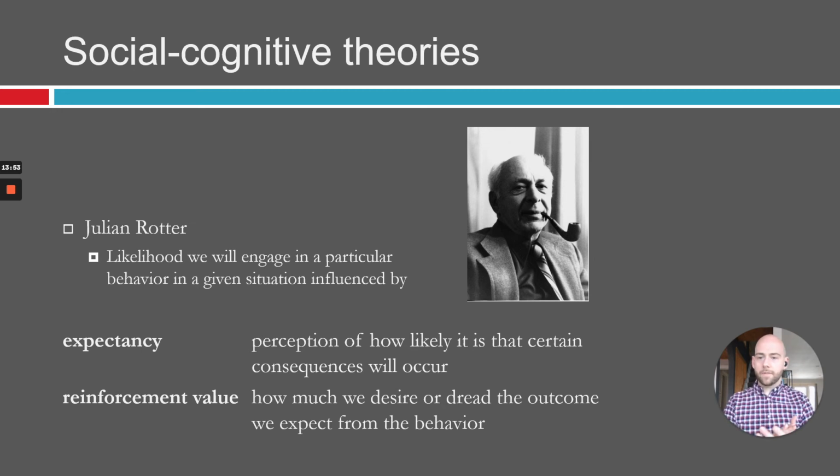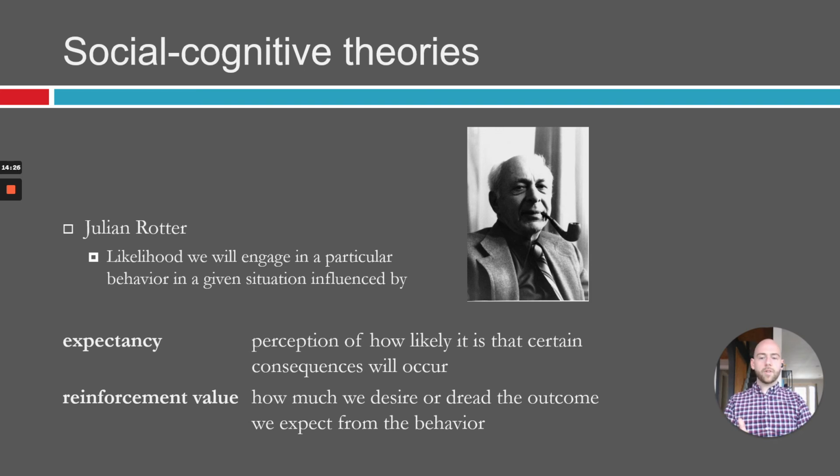Another social cognitive theory that is a little less expansive is from someone named Julian Rotter. This is an idea that we have different expectancies and different reinforcement values. This is basically how likely we are to engage in a behavior, and this calls back to some ideas from learning, of course. We have expectancies of how likely a consequence will occur, like, let's stick with bungee jumping, that you get injured or die.